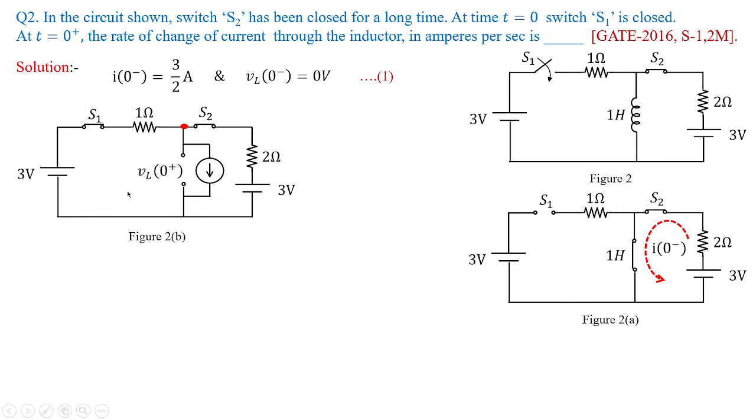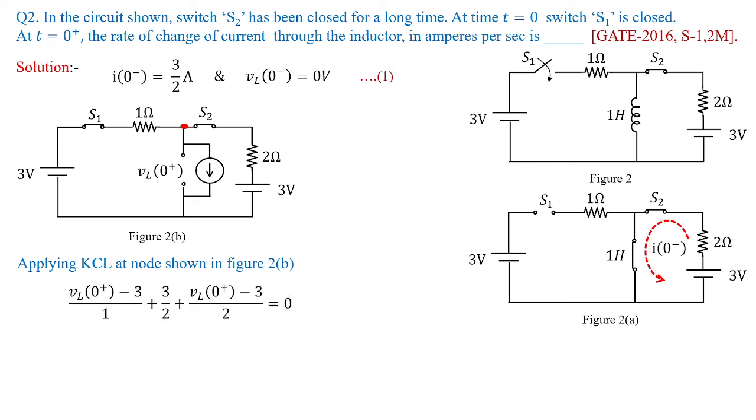So let us derive exactly the value of VL of 0 plus. For this I am going to apply KCL at the node of figure 2b. Once I apply KCL, what do I get? I have the node voltage as VL of 0 plus. So VL of 0 plus minus 3, divided by 1, becomes one branch current. Another branch current is leaving, that is the current source itself, which is 3 by 2.